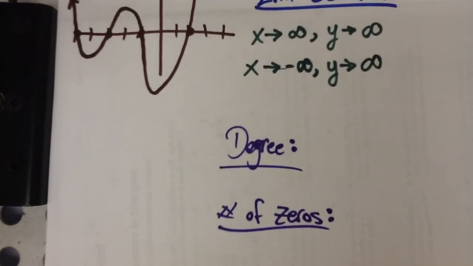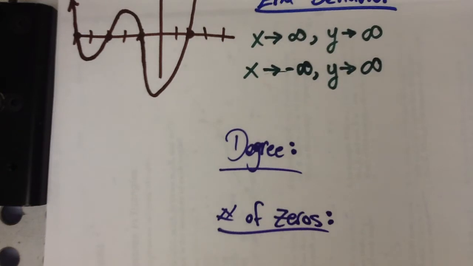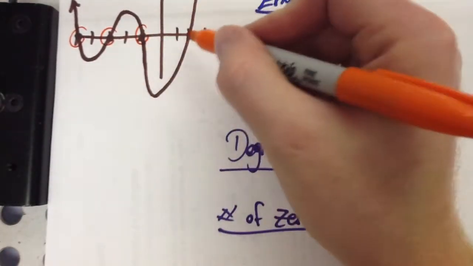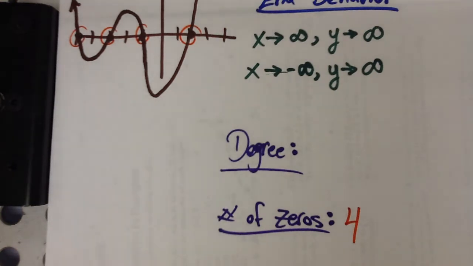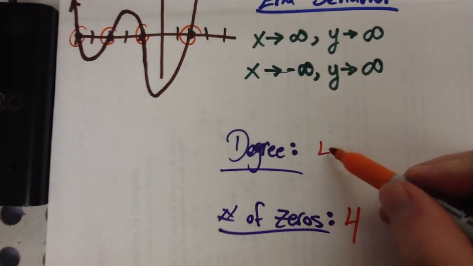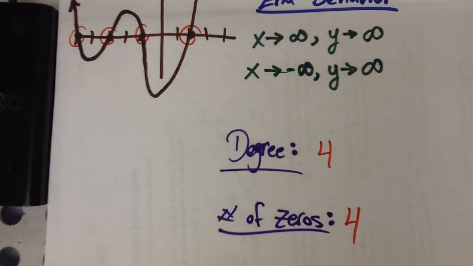Next, degree and number of zeros. Well, I kind of got this backwards. I'm going to do the number of zeros first, because you should be able to look at it and tell. You got 1, 2, 3, 4 zeros. That means our degree must be 4. So degree equals the number of zeros. Again, once we start getting away from the graphs and start doing the math, you'll see why that's so important.